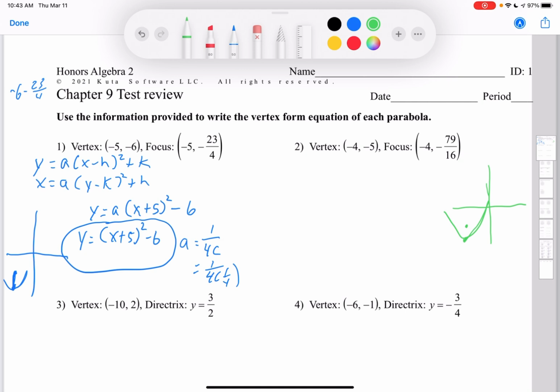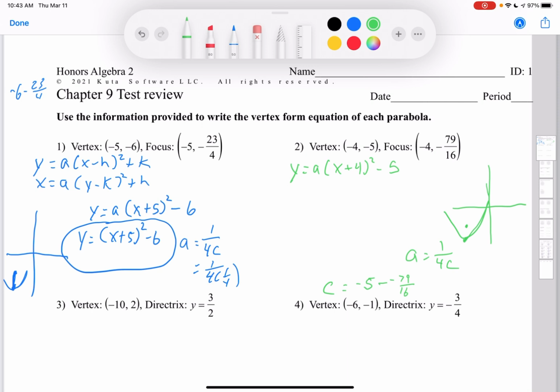So it's going to be a y equals. So we've got y is equal to a times x, so it's the opposite, (x plus 4) squared minus 5. So a is equal to 1 over 4 times c. So my c value is going to be the difference between -5 and -79/16. And it's going to be positive.